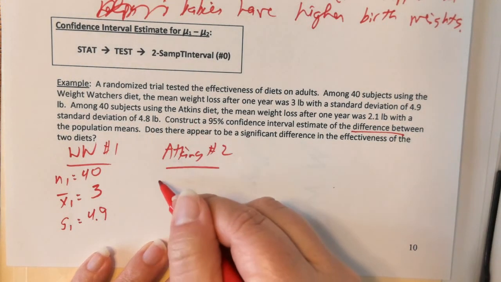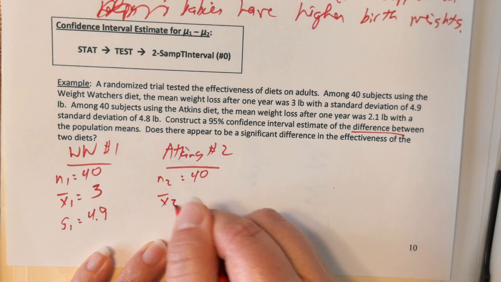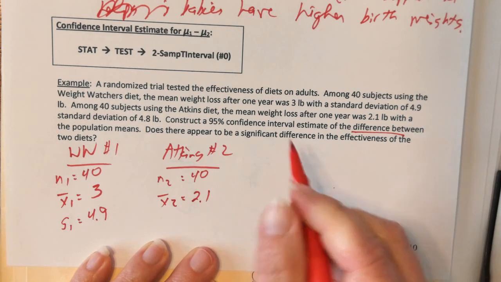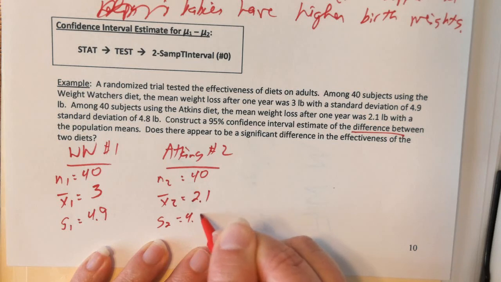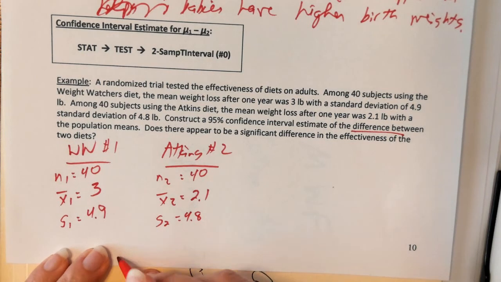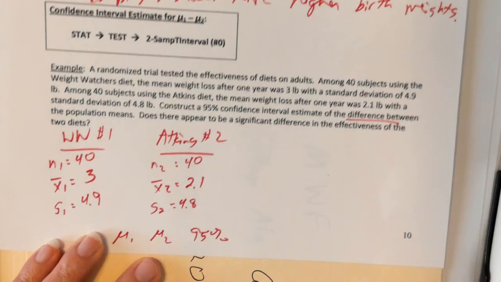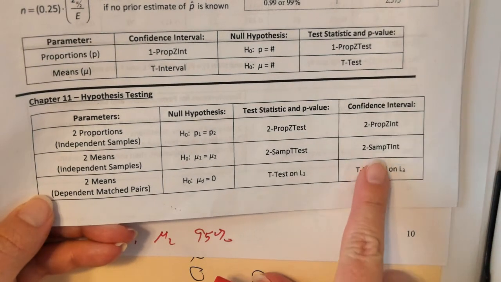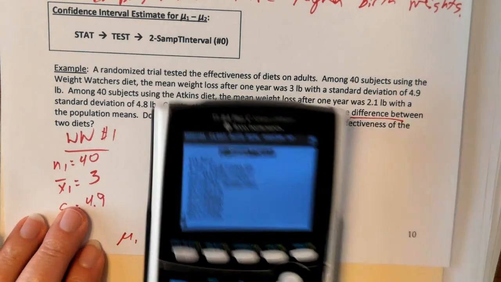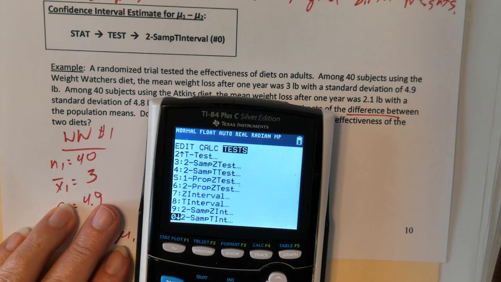Atkins, 40 subjects, so n2 is 40. Weight loss was 2.1, so x̄2 for group 2 was 2.1. Standard deviation was 4.8. So we want a 95% confidence interval, and we're going to be comparing the means of the 2 groups at 95% confidence level. Remember, we will pick 2-SampTInt. So stat, test, 2-SampTInt, which is option 0, 2-SampTInt.